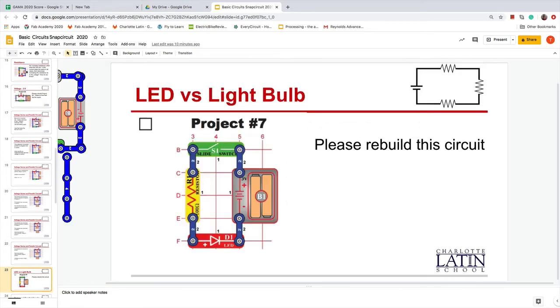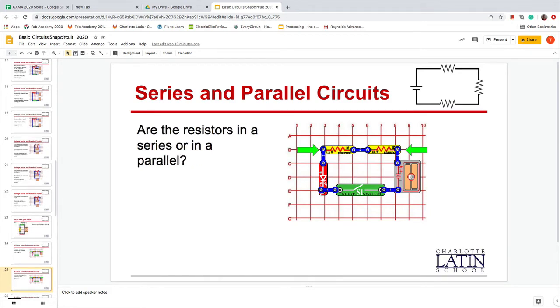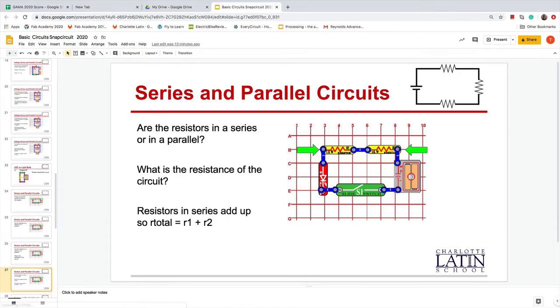All right. Next, we built this circuit with an LED and a resistor. And then we put the resistors in series. And what is resistance to the circuit? Well, it actually adds up. So just like voltage adds up in series, so does resistance. So resistance total equals R1 plus R2.